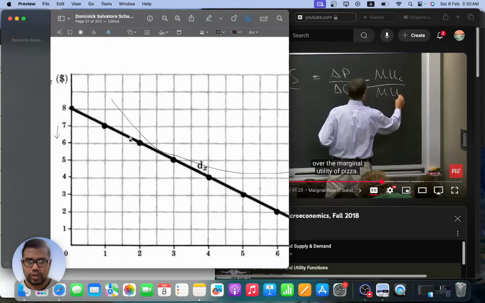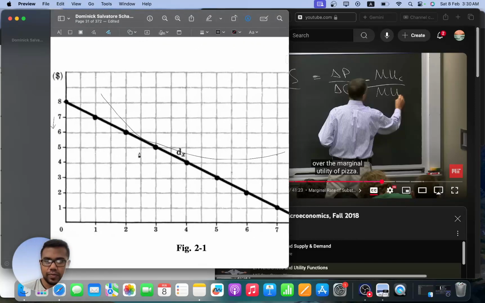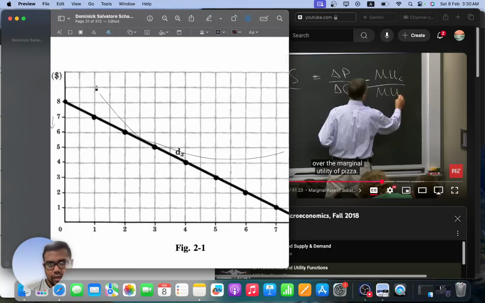So this is the indifference curve, basically. Indifference curve, and this is the marginal rate of substitution. What we're trying to understand is how these two things come about, and they come about when you have different utility functions.